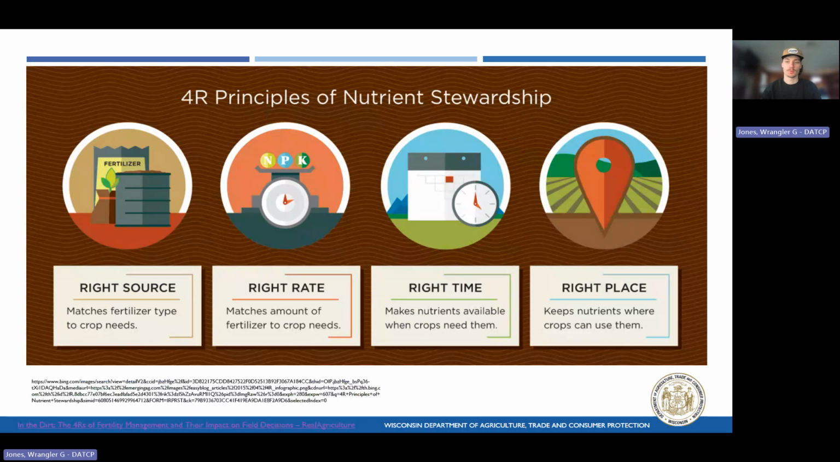There's a couple things that the farmer might be looking for. We could be looking at the 4 R's: our right source, trying to find the right fertilizer to meet our crop demands; our right rate, making sure we're not over applying or under applying the amount of nutrients that the crop needs; making sure we have the right time, so the right nutrients are going out there when that crop is actually going to utilize it; and then putting it in the right place, a place that the crop can access it and utilize it.